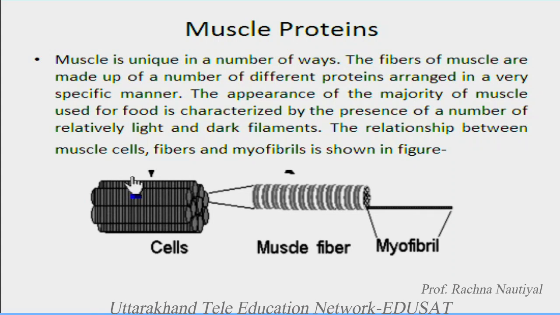The appearance of the majority of muscles used for food is characterized by the presence of a number of relatively light and dark filaments. So we can see here a number of light and dark bands, again for the myosin and the actin. The relationship between muscle cells, fibers and myofibrils is shown here. We have all gone through this. These are the muscle cells and muscle fibers and then myofibrils.